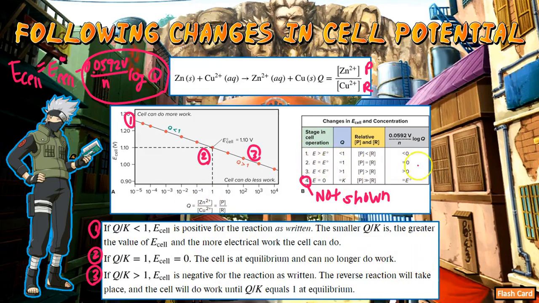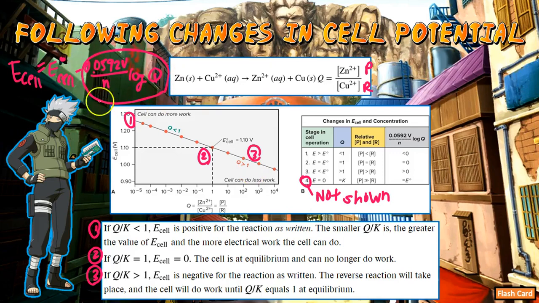Now, of course, looking at the table version of this, it has everything I'm saying written out specifically as well. As the cell continues to operate and the concentration of products become larger than the concentration of the reactants, then guess what? Q is going to be greater than 1. When Q is greater than 1, then this entire value is going to be greater than 0.